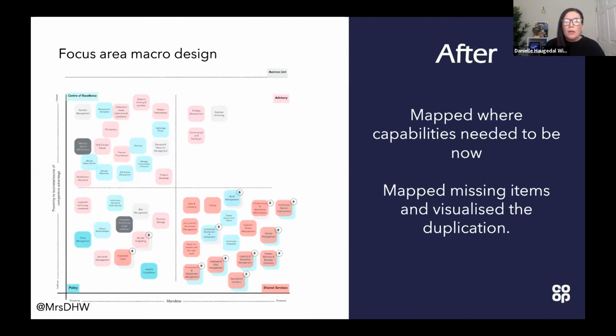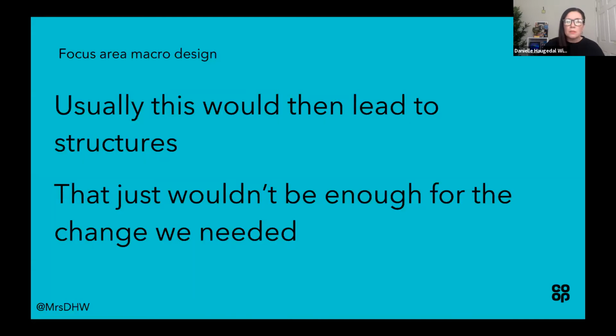Now, typically from this point onwards, what that would lead to is starting to look at structures and who reports to who and how many of them and what roles people might play. But that wasn't enough for the transformation we wanted. So this leads into structures.